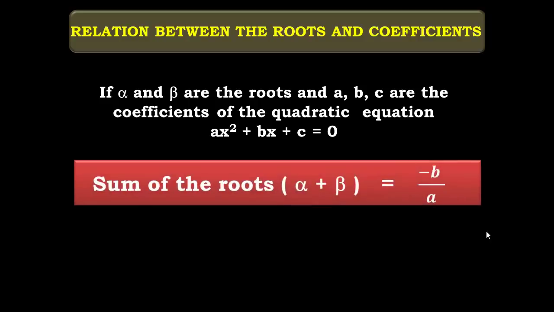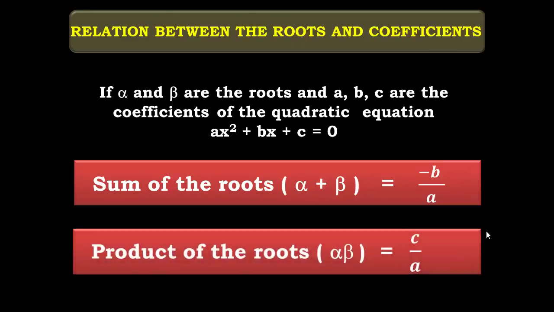Then we can say the sum of the roots, that is alpha plus beta, is equal to minus b upon a. See, b is the coefficient of x and a is the coefficient of x square. So you have to remember student, alpha plus beta is equal to minus b upon a, and the product of the roots, that is alpha into beta, is equal to c upon a. C is the constant and a is the coefficient of x square. So remember alpha plus beta is equal to minus b upon a and alpha into beta is equal to c upon a.